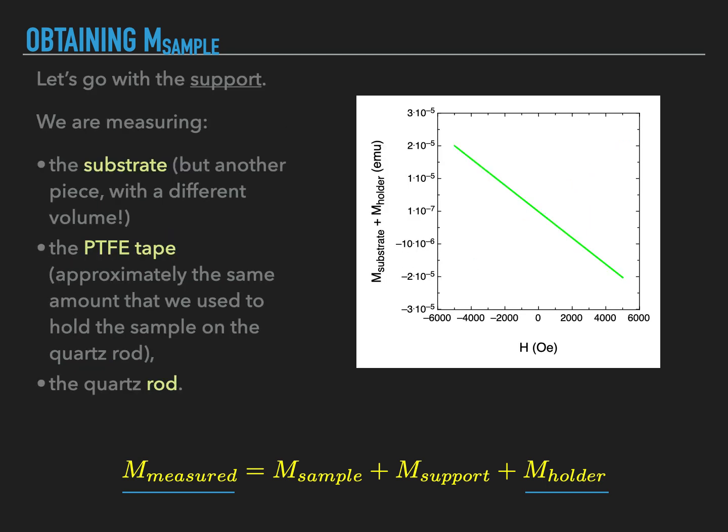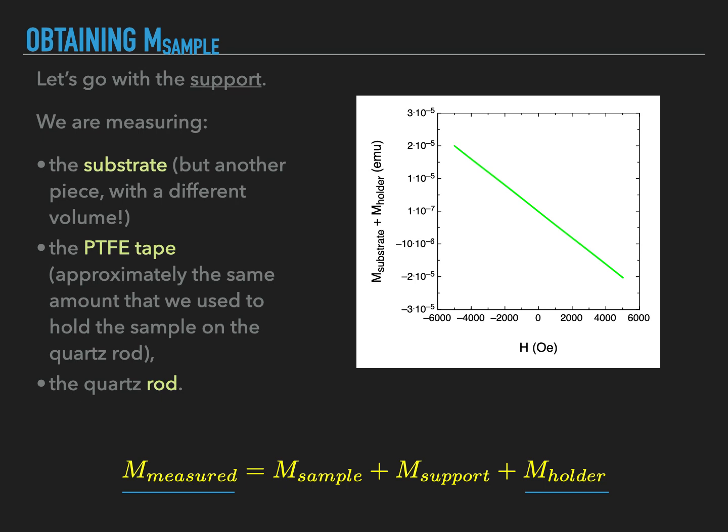Now we must determine the magnetic moment of the substrate of the film. To do that, we do a third measurement with a clean substrate with no film on top. Of course, since we are measuring magnetic moments, which are extensive quantities, we must remember that the volume of this clean substrate will not be exactly the same as the volume of the substrate that had the thin film on top. We will see how to deal with that.